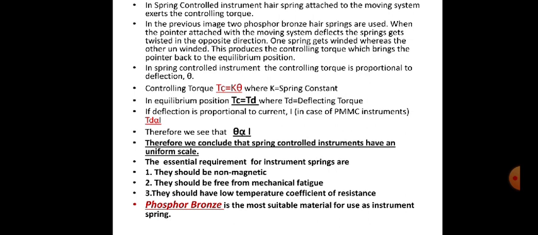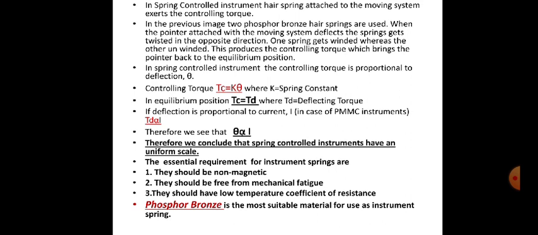Now suppose in PMMC instruments, the deflection is proportional to the current which is passing, so we can conclude that the deflection theta is directly proportional to the current which is being measured. This makes the scales of the spring controlled instruments a uniform one. That is, the markings on the scales are equally spaced, which is a great advantage in case of taking readings from this type of instruments.